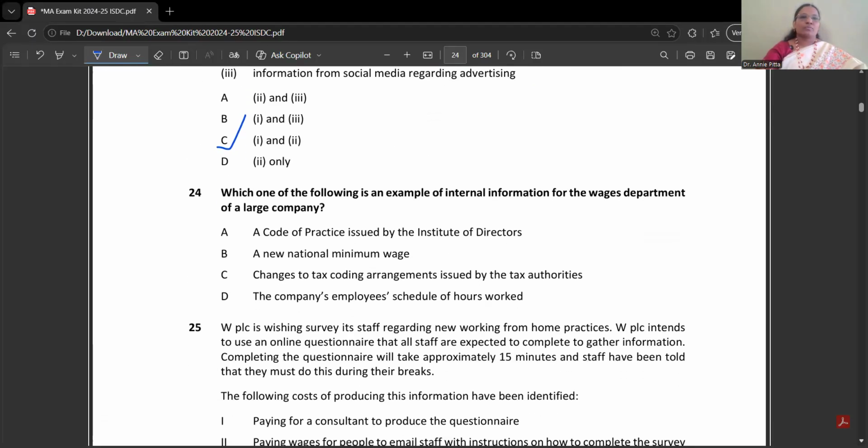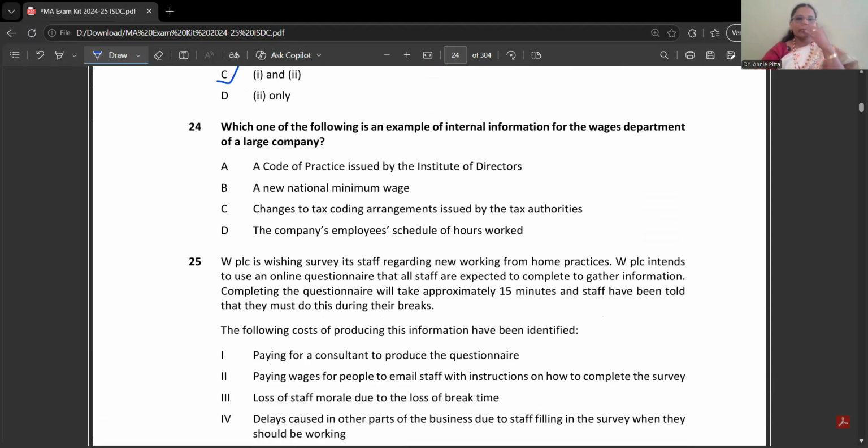Let's continue with 24. The 24th question asks which one of the following is an example of internal information from the wages department of a large company. The options are: a code of practice issued by the Institute of Directors, a new national minimum wage, changes to tax coding arrangements issued by the tax authorities, and the company's employees' schedule of hours worked. We are talking about internal information related to the wages department of a large company.